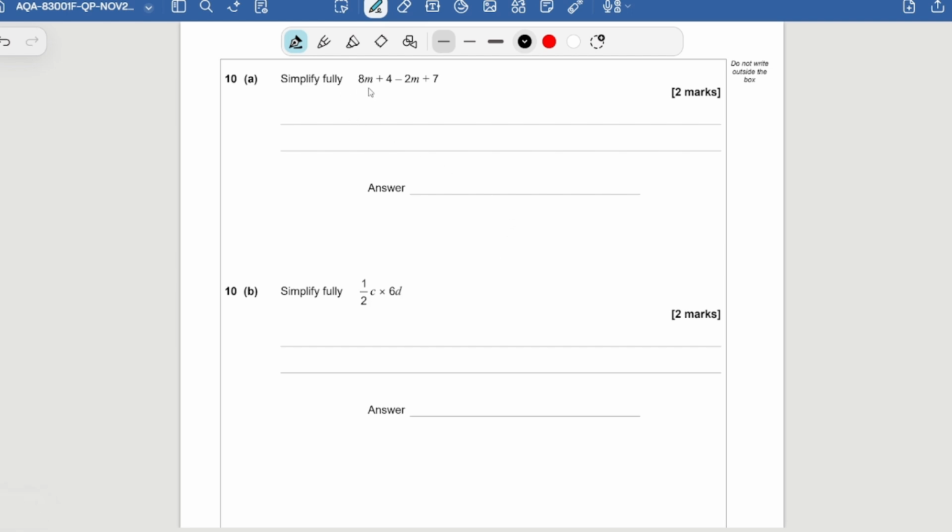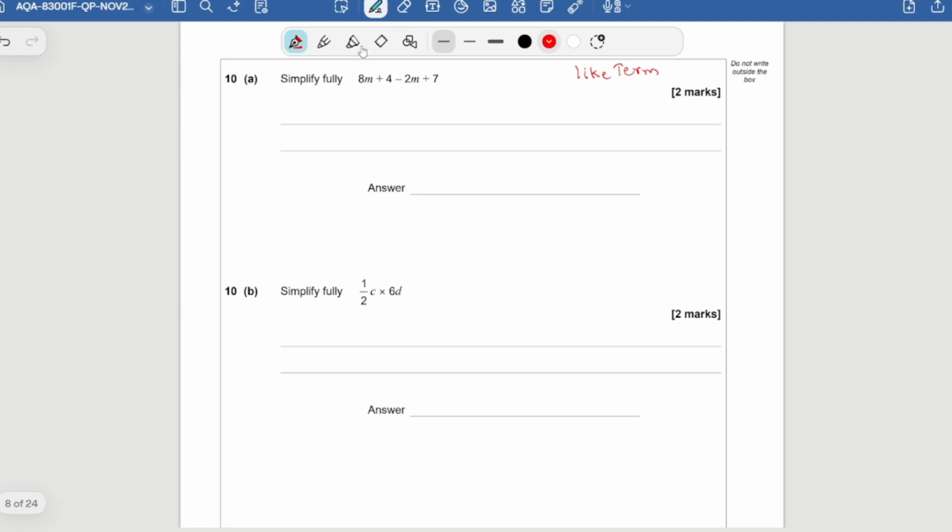Simplify fully 8m plus 4 minus 2m plus 7. So this expression has got like terms. Here you need to know what like terms are. A like term is a term which has the same variable, in the same form. Either it has to be a constant number, or if there is a variable attached to it, it should be the exact same variable in the same form.